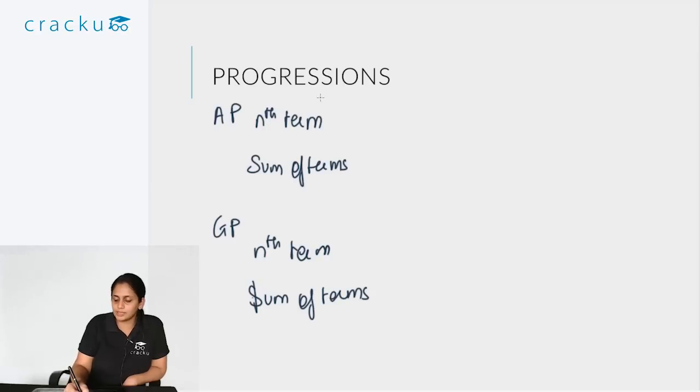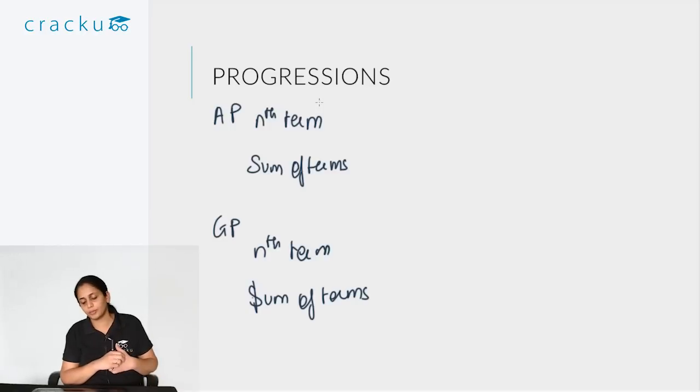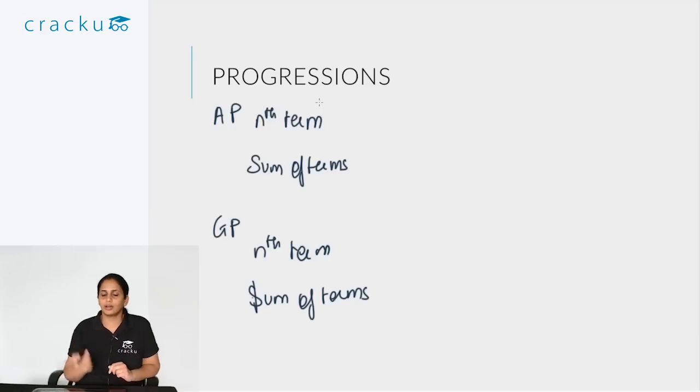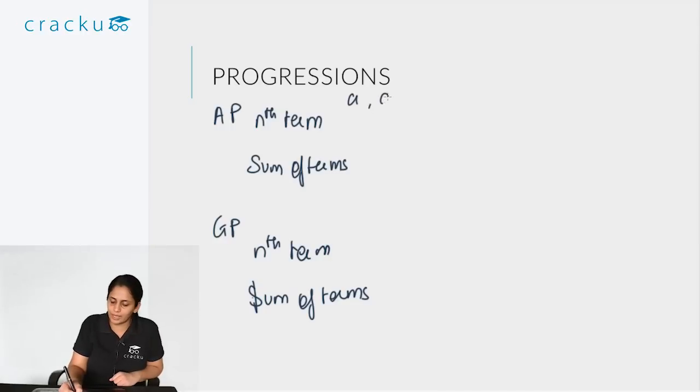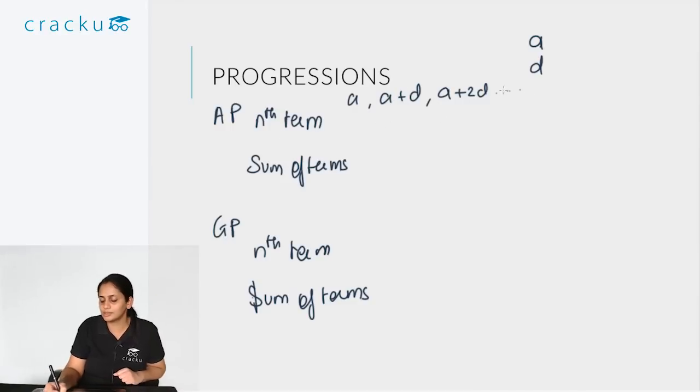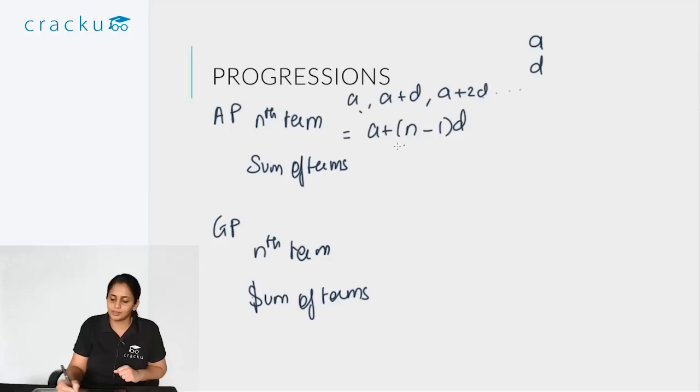An AP is essentially a progression in which the consecutive terms have a common difference between them. It's generally written as a, a plus d, a plus 2d, and so on. Here the common difference is d, and the first term is a. So to find the nth term, if this is the first term, this is the second term, this is the third term, the nth term will be equal to a plus n minus 1 times d.